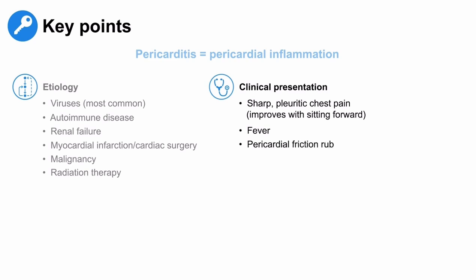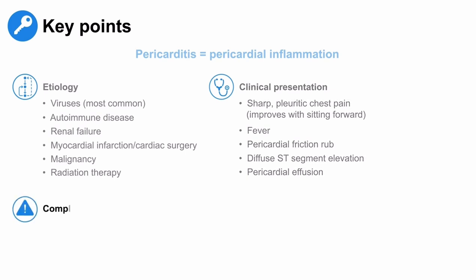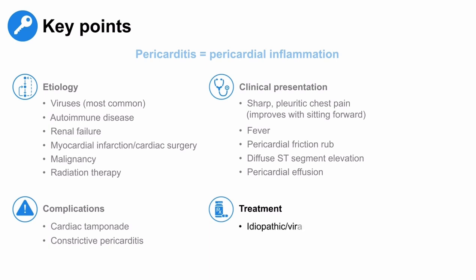Characteristic ECG findings include diffuse ST segment elevation with upward concavity. Some degree of pericardial effusion is also usually present on imaging. Complications are uncommon, but include cardiac tamponade and constrictive pericarditis. Most patients with idiopathic or viral pericarditis are treated with anti-inflammatory agents and have a good prognosis. Treatment of non-viral pericarditis often involves appropriate management of the underlying condition.